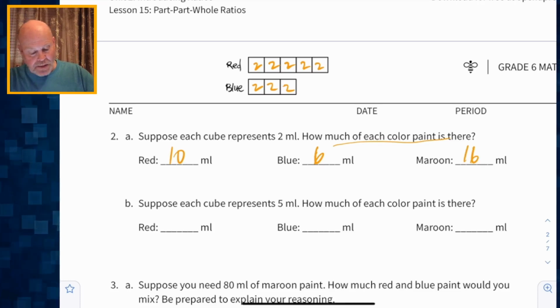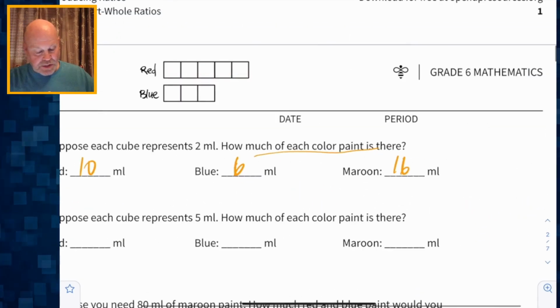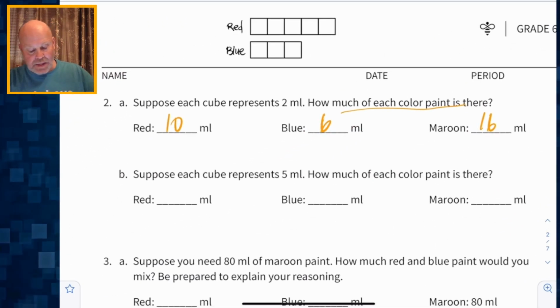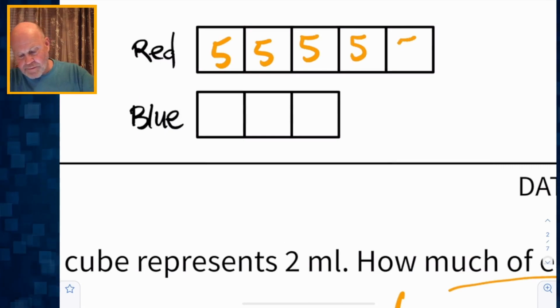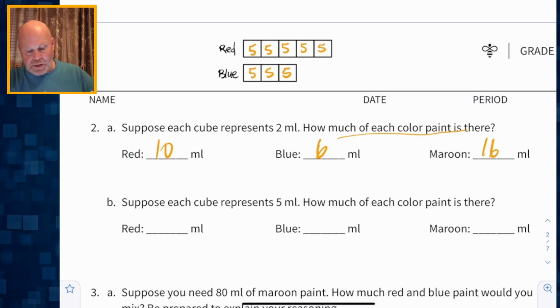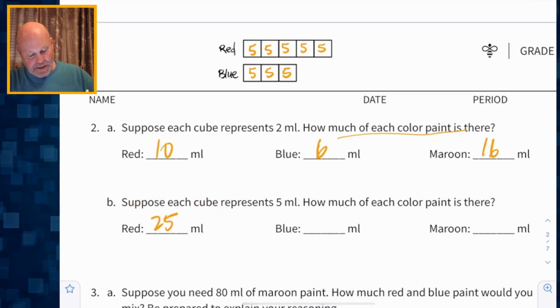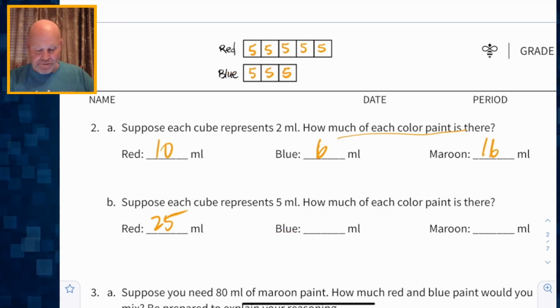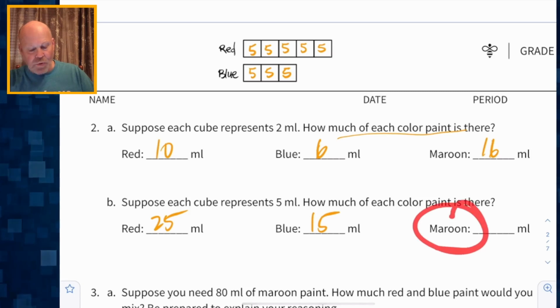All right, and so then we're just going to reset that and move on to the next question, which is, now suppose each cube represents 5 milliliters. All right, well, no problem. We're just going to say each one of these represents 5. And we're going to go through that same process. So how much red do we have? Well, we have 5 units of 5. So that's 25. How much blue do we have? We have 3 units of 5. So that's 15. And then how much maroon do we have?